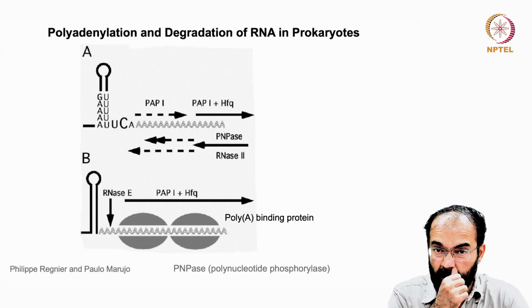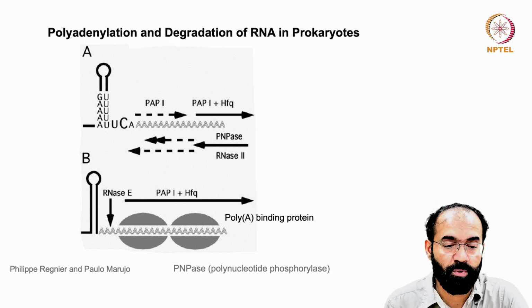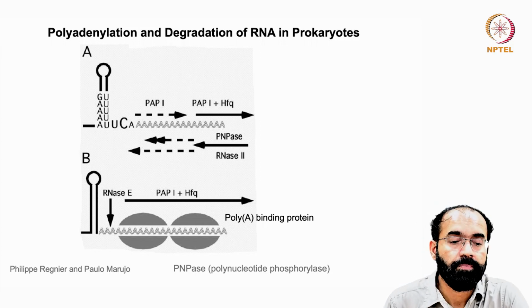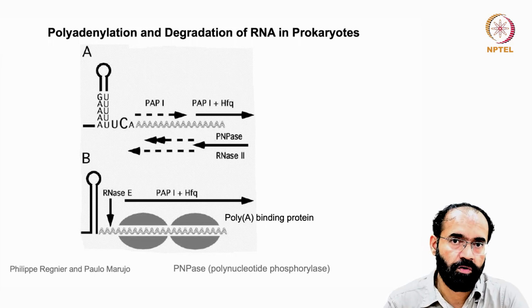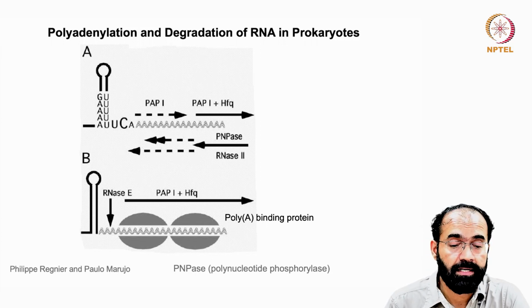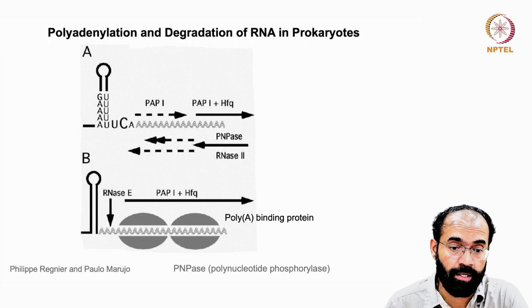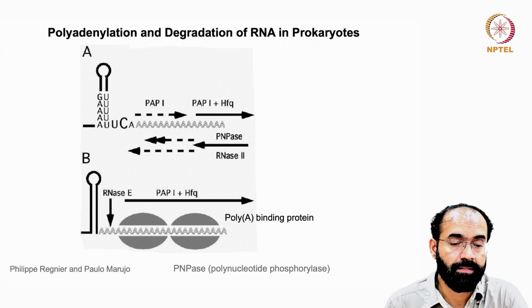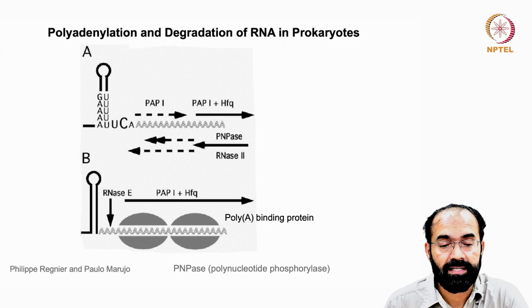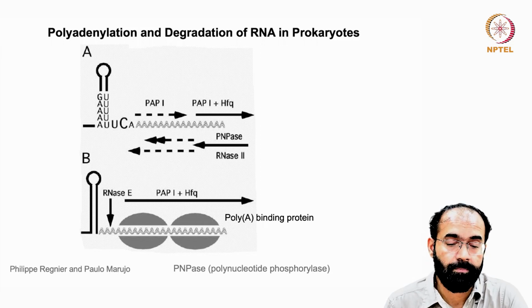Now let us see how polyadenylation works in prokaryotes. It's quite interesting. Two scenarios are there. In one scenario, in bacteria you also have poly-A polymerase 1, which is a weak enzyme adding the poly-A tail to the RNA, as you can see here, the dotted arrow. But if it is added by host factor Q protein, PAP1 plus HFQ, then the rate of production accelerates.